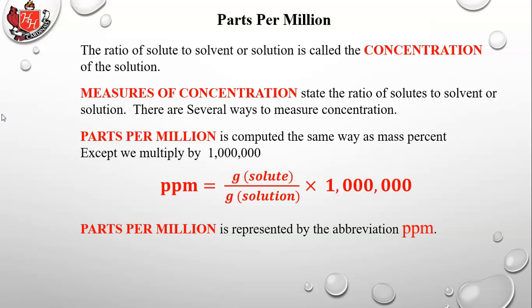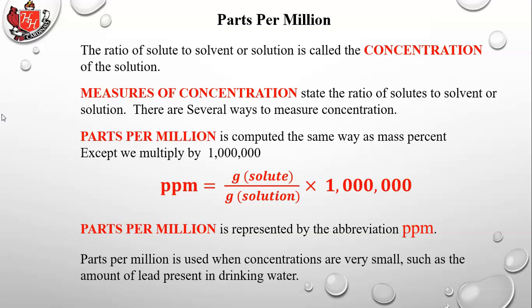Parts per million is represented by the abbreviation ppm. Parts per million is used when concentrations are very, very small, such as the amount of lead present in drinking water. There are toxins in the drinking water that come out of your tap, but scientists, doctors and biologists know that as long as they're below certain levels, they won't have a bad effect on your body. So there might be, for example, 3 lead atoms for every 10 million water molecules. That would be measured in parts per million because it's a very, very small concentration.